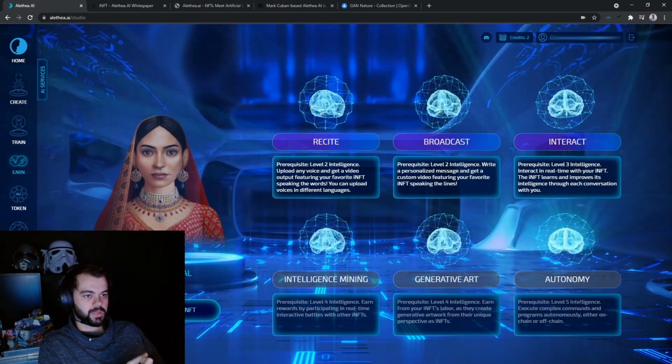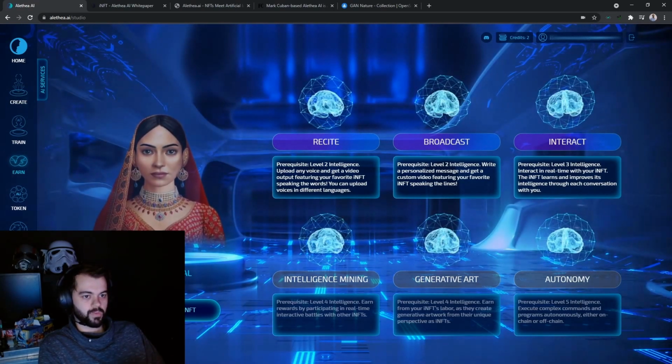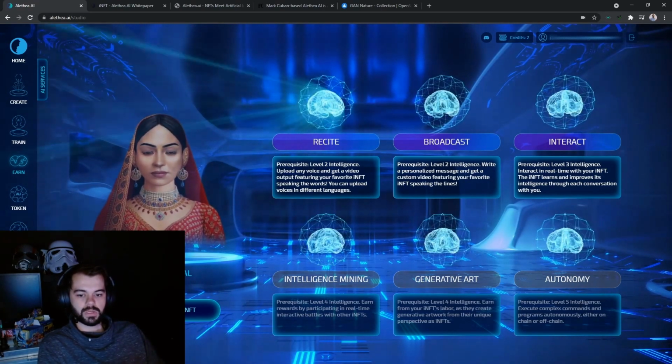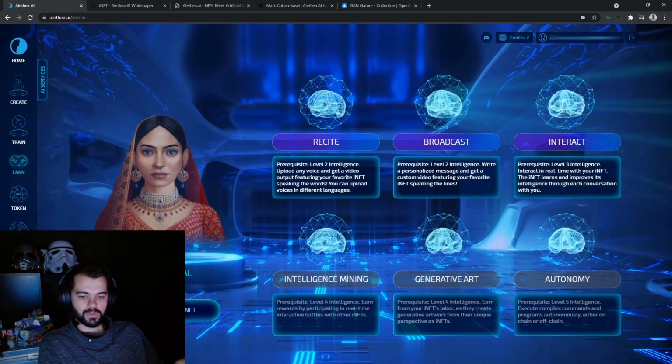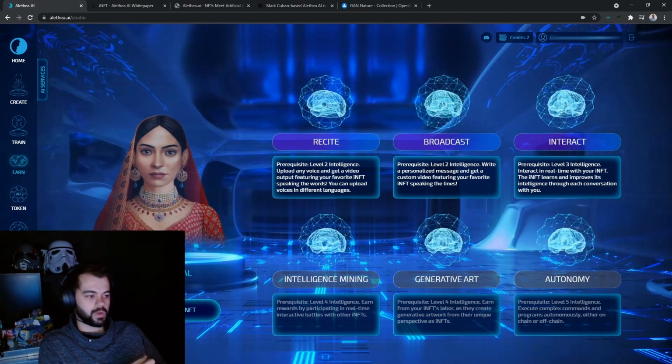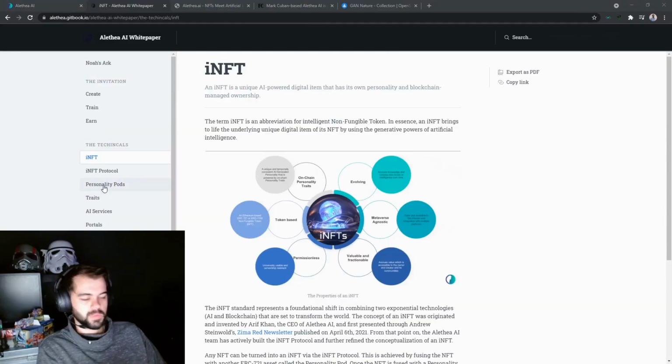So I have two level 2 pods, and actually I have three level 2 pods and seven of the level 1 pods. So what I'm going to do is be mining the Alethea AI token in order to grow the level 2s to a higher level, preferably to level 3 or 4, depending on how much it takes. Now, like I said, there is a lot to learn about this project.